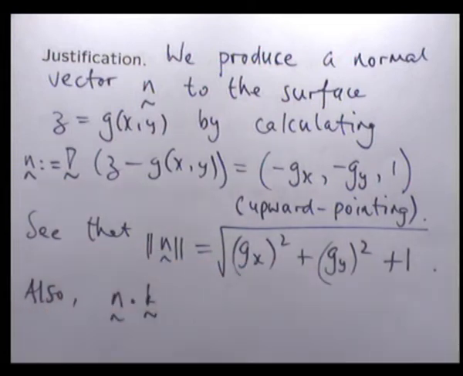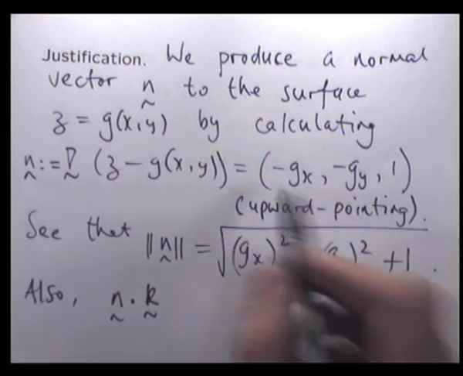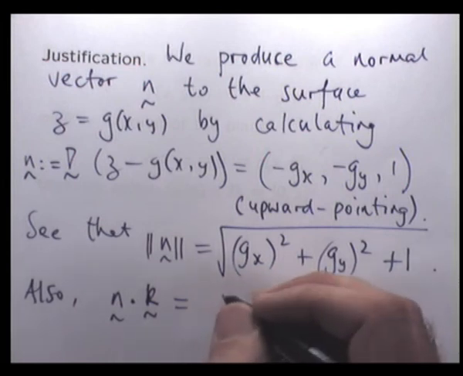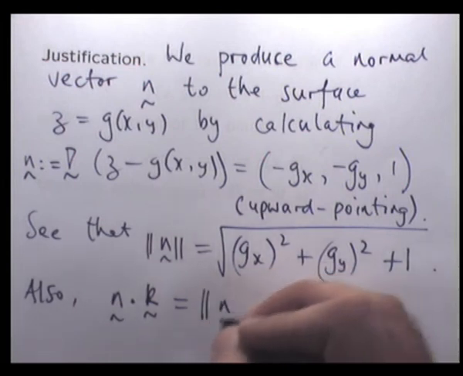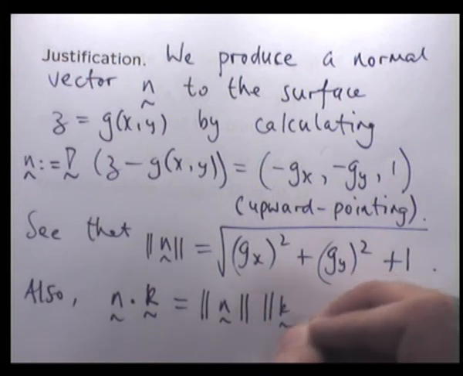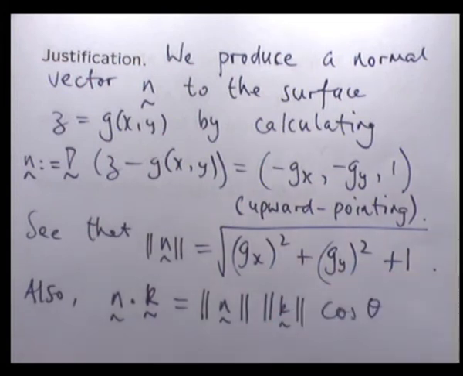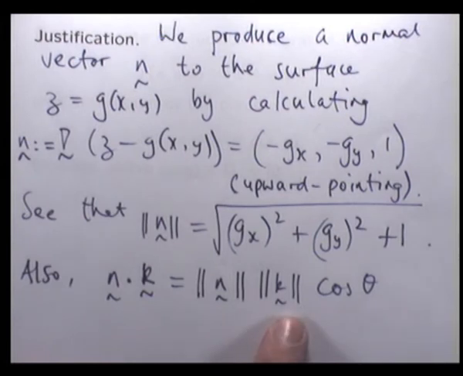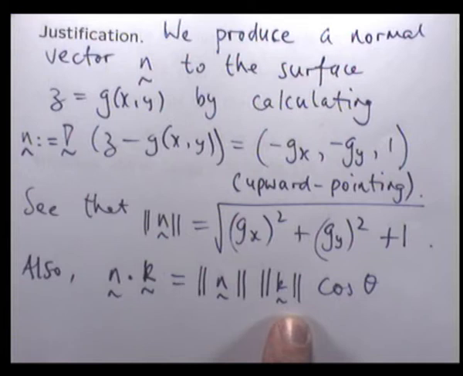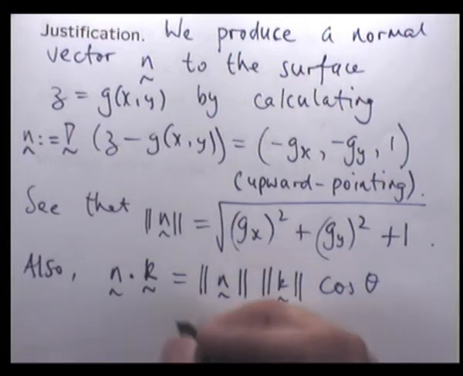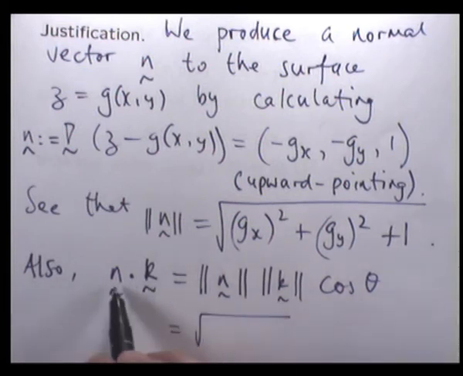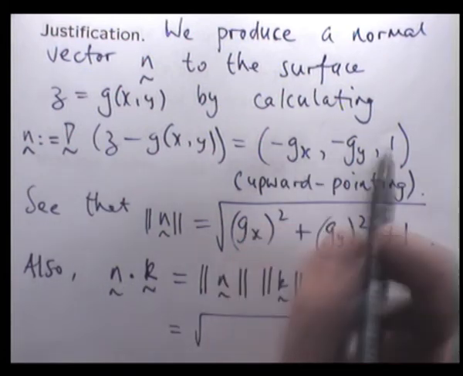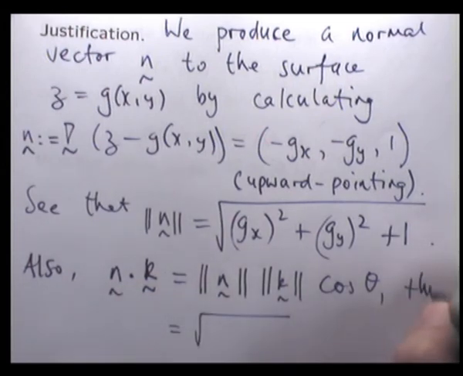Okay, so if k is the vector 0, 0, 1, then the dot product of these two things is the following. Now the length of the unit vector k is just 1, of course. So the left-hand side is going to be the following.